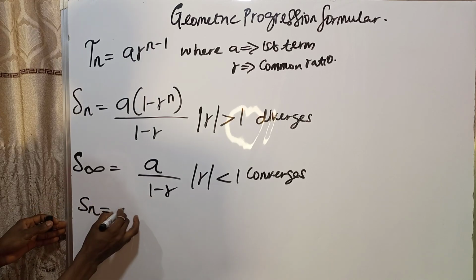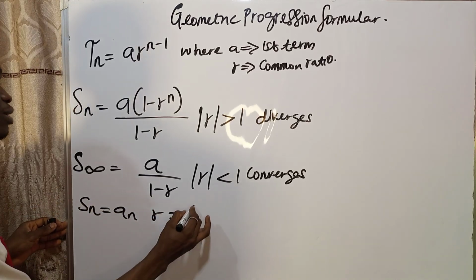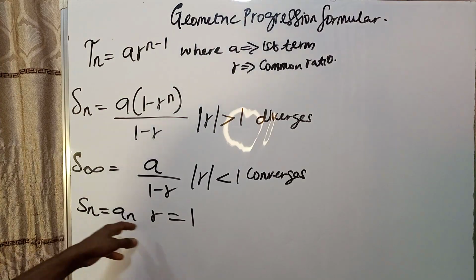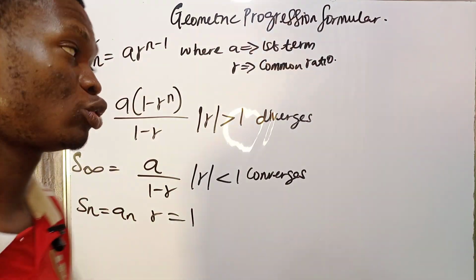So Sn is equal to an, if r is equal to 1.